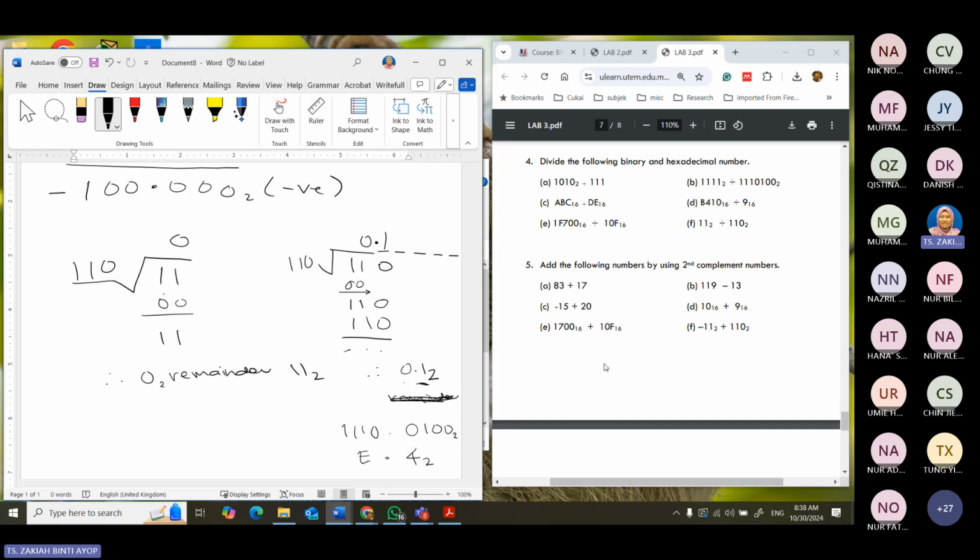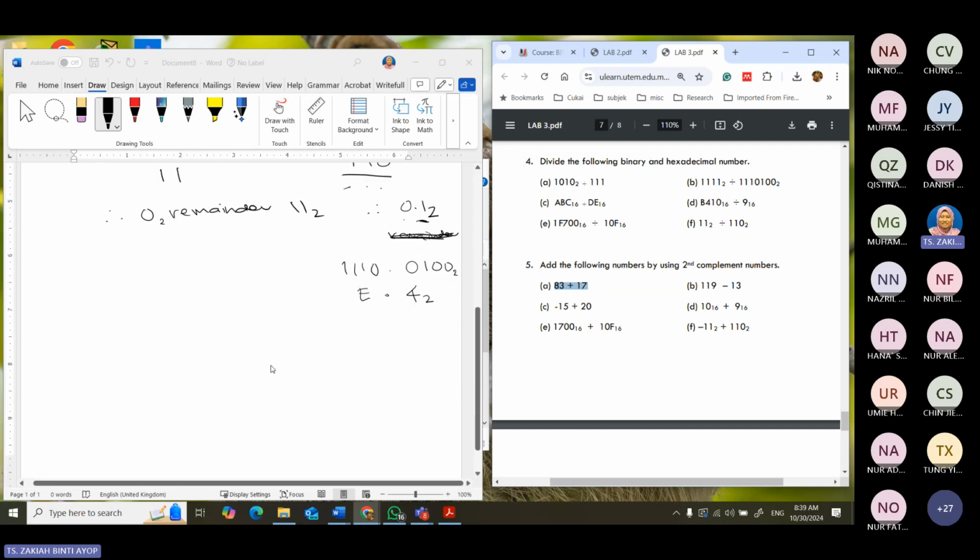Okay. So that is for question 4. For question 5, question 5A is a decimal. So first you need to convert it to binary, and then if it needs to be converted into 2's complement, then you convert it. You might be thinking, 2's complement is for negative numbers, right? So in this case, you just convert it to a positive number.